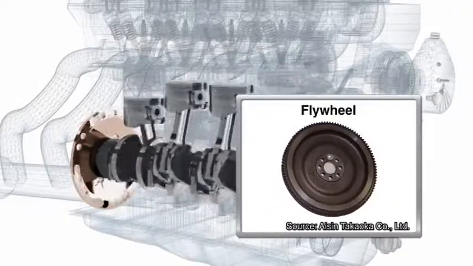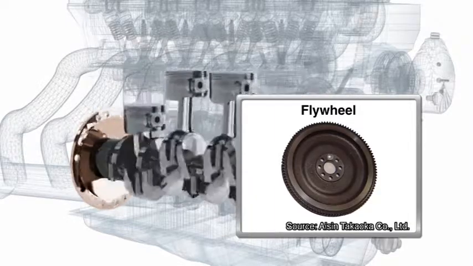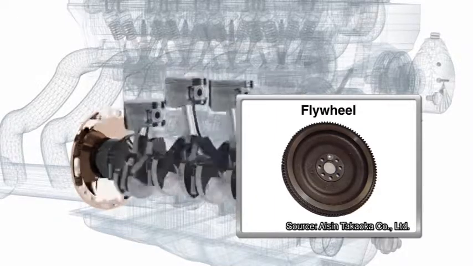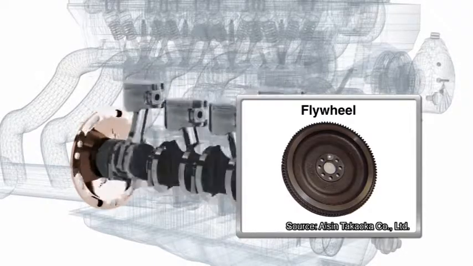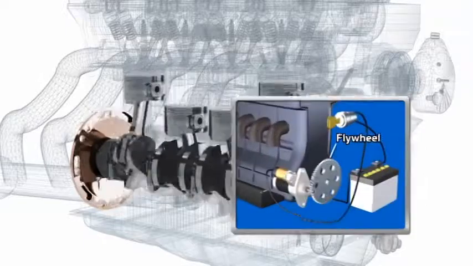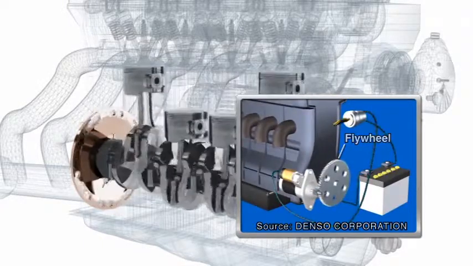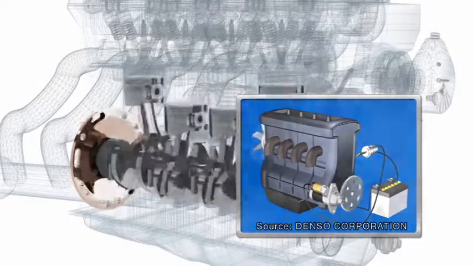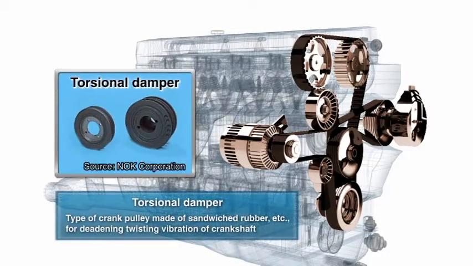The flywheel connects to the crankshaft, reducing fluctuations in the rotational speed. Its moment of inertia helps maintain steady rotations. The flywheel also helps start the engine by compressing the air-fuel mixture and providing the power to activate the piston. Opposite the flywheel is the crank pulley, which rotates the camshaft.